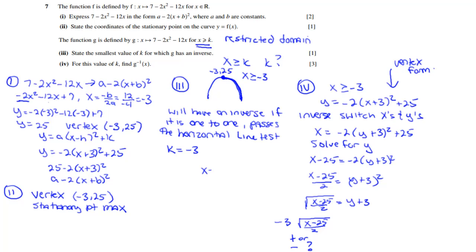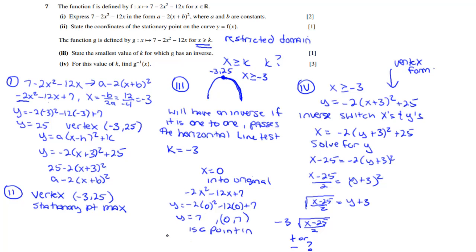Now, one way to go about doing this is to put a point into the original. Clearly, 0 is an acceptable x. And so if I plug in 0 into the original function, well, that's pretty easy. You find out that 7 comes out. Y equals 7 when x equals 0. 0, 7 is a point on the original. Well, that means that 7, 0 must be a point on the inverse.